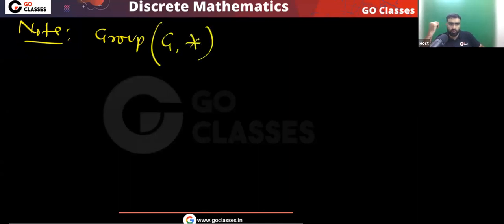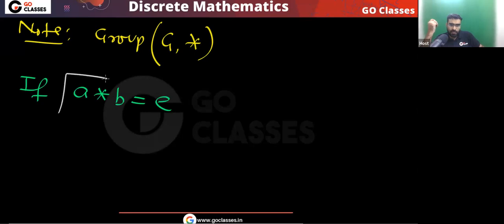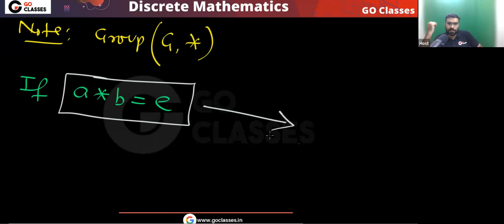if you have a group, let's assume you have a group G comma star. Okay, let's assume this is your group. You tell me one thing. I told you that if A star B is equal to E, if this happens, what can you say about A? If A star B is equal to E, then what is this B behaving as?